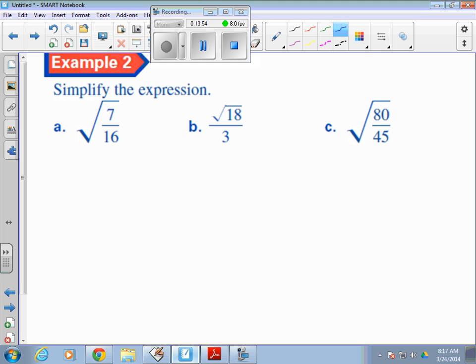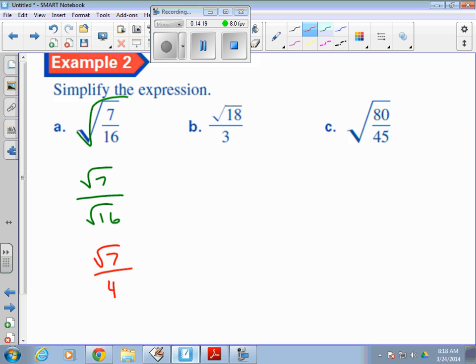Okay, let's take a look at these 3 problems. You'll develop a whole lot more speed with these as you go. Remember, when you have the square root of a fraction like this, you can separate it and make it say the square root of 7 over the square root of 16. There are no perfect squares in 7, but 16 is a perfect square. So the square root of 7 stays just like it is. What times itself is 16? We know it's the number 4.